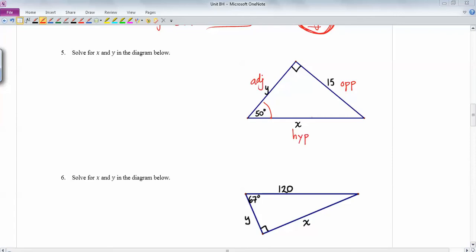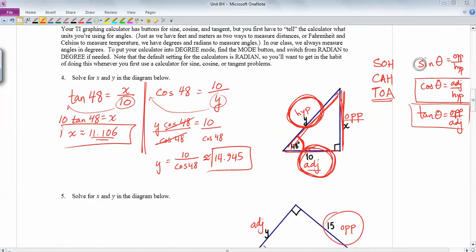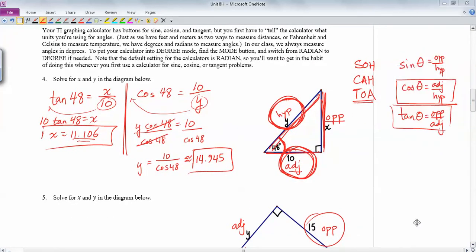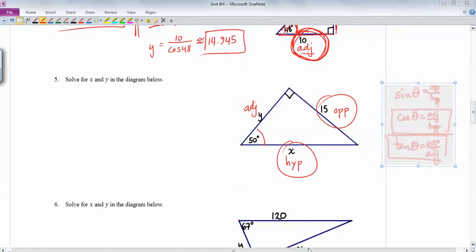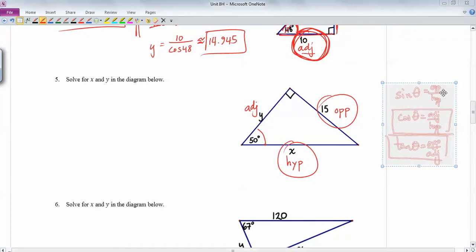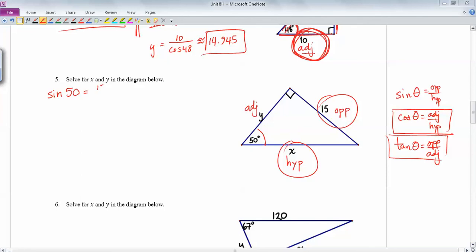So let's solve for x first. So you know you've got to use the hypotenuse. And then you can't use two unknowns at the same time, so we're going to use the 15. So I'll move these down. The one that uses opposite and hypotenuse together is sine, right? So if I set up my trig formula, I've got sine of the angle, which is 50, equals the opposite side divided by the hypotenuse.